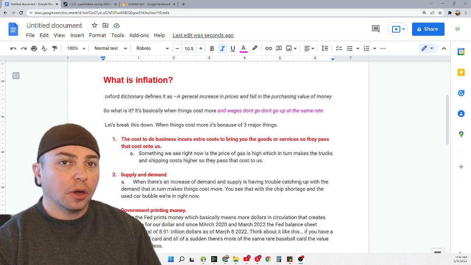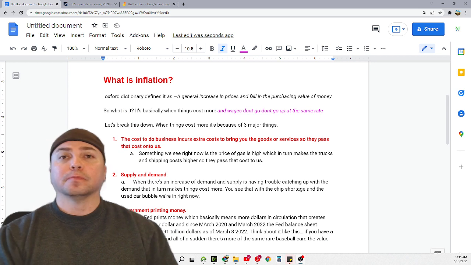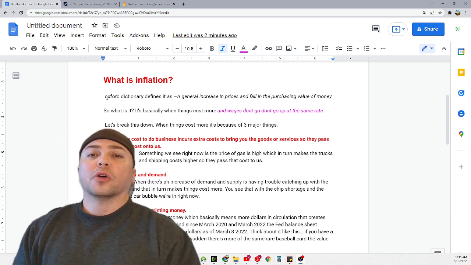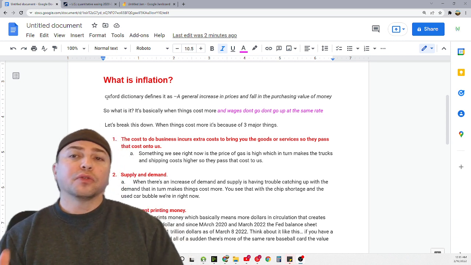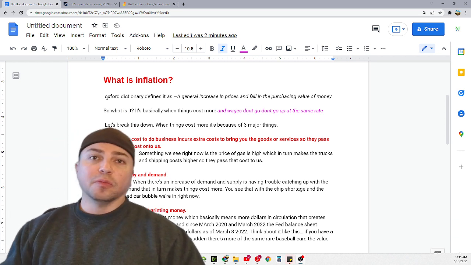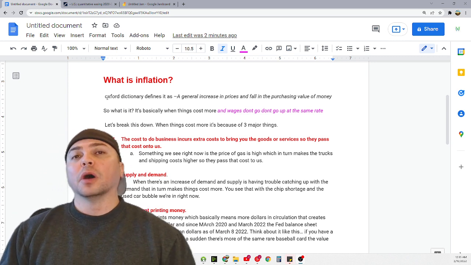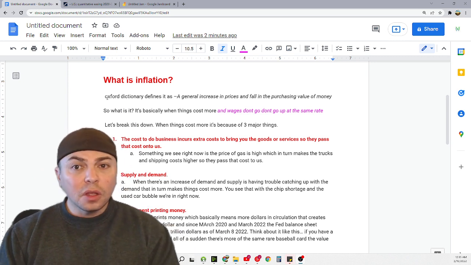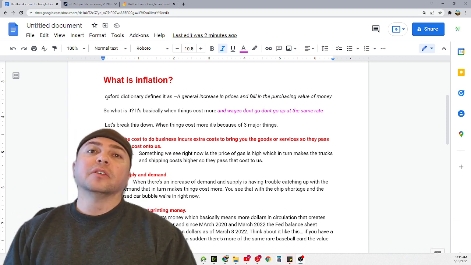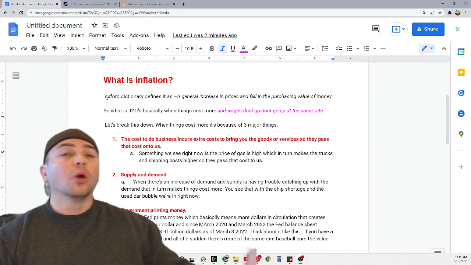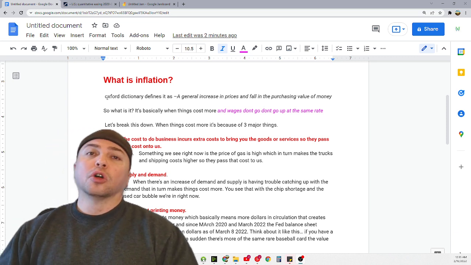Today, we're going to be talking about inflation. What is it, and how does it happen? Okay, so the Oxford Dictionary defines it as a general increase in prices and the fall in the purchasing value of money. What does that mean? Inflation basically means things go up, prices go up. A lot of times, inflation is negative for us when prices of goods and services go up, but our wages don't go up at the same rate.